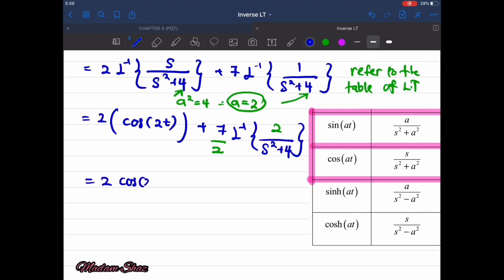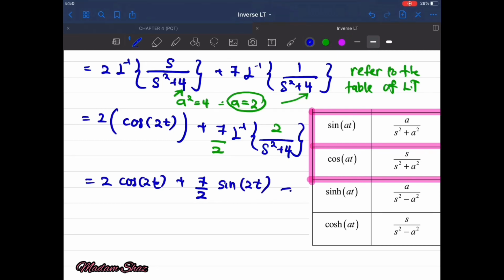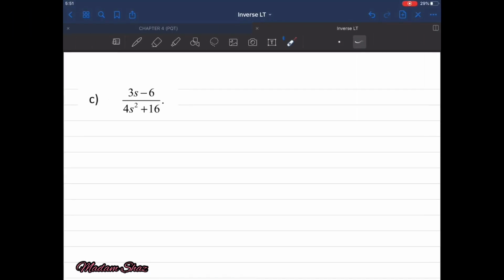2 cos 2t plus 7 over 2 Laplace inverse 2 over s square plus 4. So this one will become sine of at. 7 over 2 sine of 2t. So this is the final answer for the inverse Laplace transform example B. Next, for the example C, 3s minus 6 divided by 4s square plus 16. So now we have a constant beside s square.